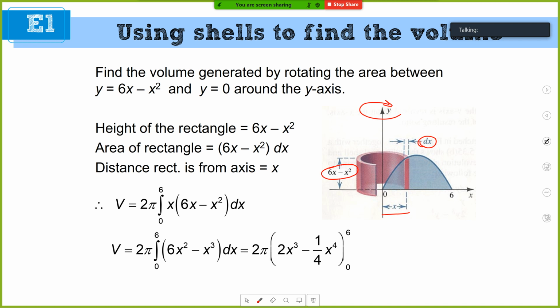Okay. A common mistake that people make is they don't multiply the answer by 2 pi. So they'll integrate it, and then just stop and forget to multiply by 2 pi. The same mistake we saw when we did this in washers. People forget to multiply the answer by pi.